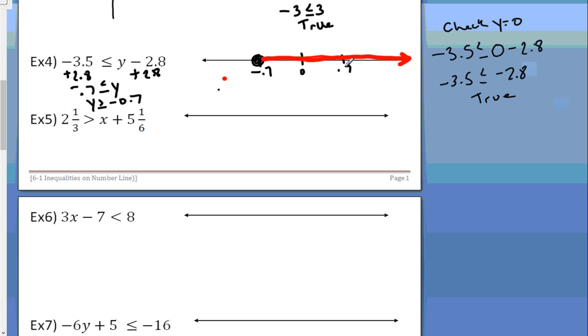Okay? And once again, everything on the arrow is true. Everything not on the arrow is false. That's what we're saying with this line. You don't have to draw this up here, but that's what we're saying. Okay? All right, next example.